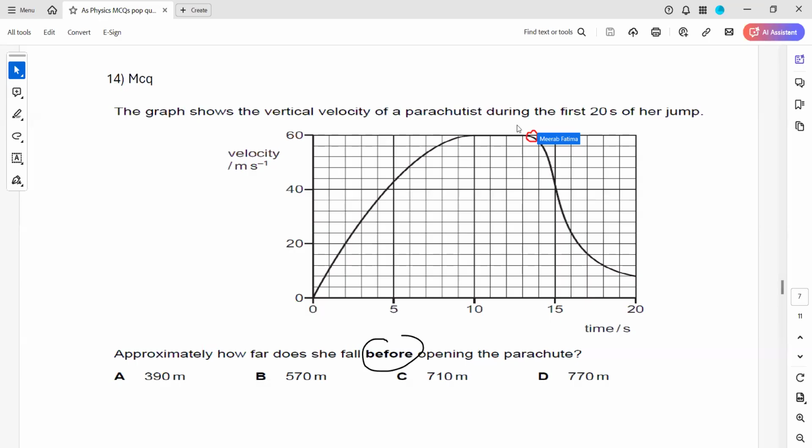What is the point? Yeah, that's right. So this is the point where she opens the parachute. So what we have to do is work out the distance till this point. Whenever it's a non-linear graph, what do we do? We divide our graph into equal horizontal and vertical portions. So if I'm drawing vertical lines after 3 boxes, I will draw.